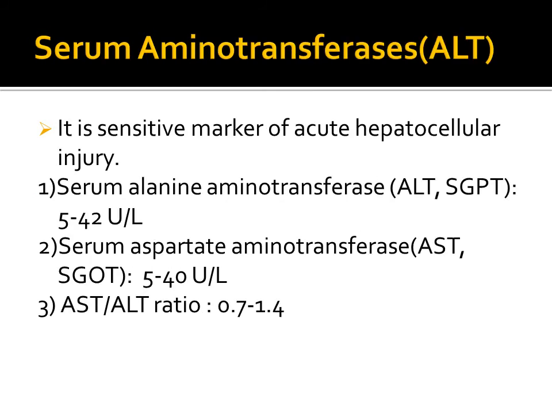Now, the tests for the different enzymes will detect hepatocellular injury. Because of breakdown of the hepatocytes, there is release of enzymes found in the cytoplasm and mitochondria of the hepatocytes. They are released into the serum, so the serum level of these enzymes will be raised. Normal serum ALT or SGPT level is 5 to 40. AST, another name for which is SGOT, is 5 to 40 unit per liter, and the ratio is 0.7 to 1.4. Now what happens in different lesions?